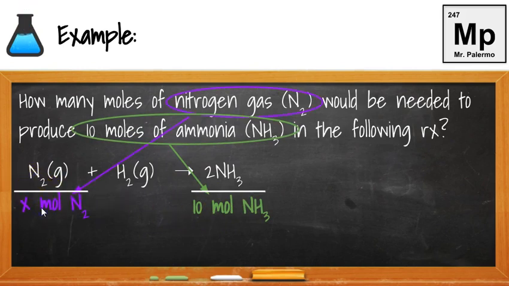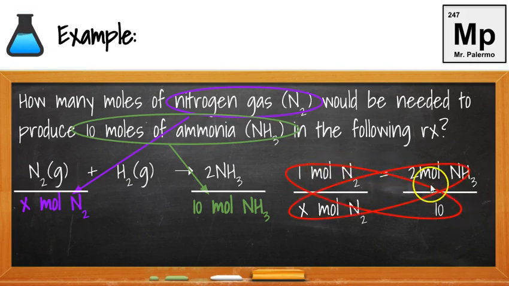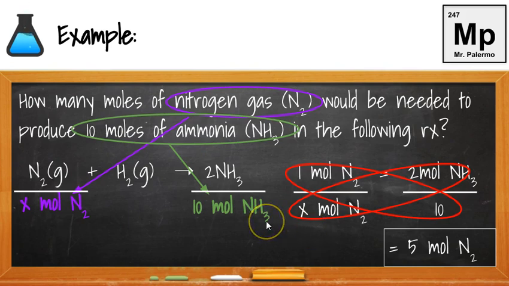That's our X. If you want, we could rewrite this. And then here's our proportion, and we're going to cross multiply. So 1 times 10 is 10, 2 times X is 2X. When we divide 10 by 2, we get 5 moles of N2. So what does that mean? It means if we want to make 10 moles of NH3, we need 5 moles of N2.